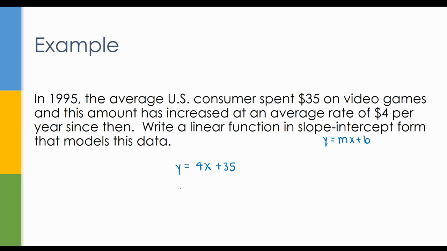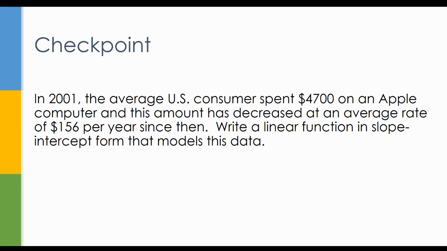If I write it as a linear function, though, we'll write it in f of x terms, so 4x plus 35. So f of x equals. So just get in the habit of doing f of x if it's talking about a linear function. So go ahead and find the linear function in slope-intercept form that models this.